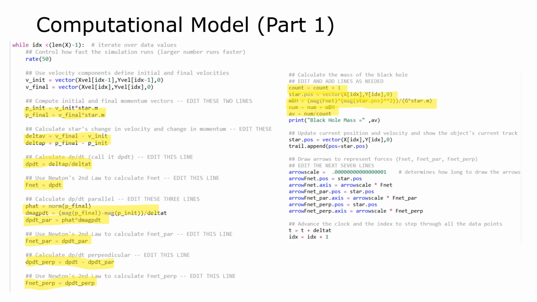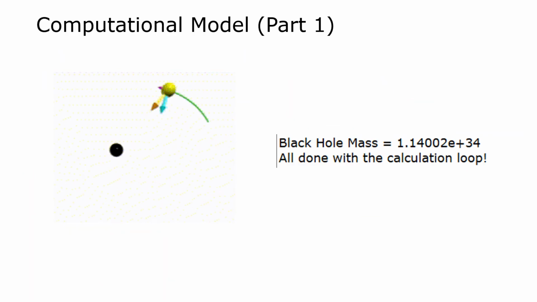Now, using these forces and the other known values, using the universal gravitation formula, we could calculate the mass of the black hole for each iteration, then dividing it by the number of iterations to get the average mass of the black hole, which is the estimated mass of the black hole. Here are the results from part 1 of the lab with the star orbiting the black hole and the vectors for F net parallel and F net perpendicular, and the mass of the black hole on the right.